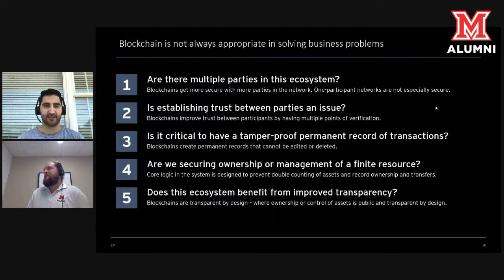And lastly is, does the ecosystem benefit from improved transparency? It goes a little bit hand in hand with trust, but the transparency is, when we were talking about smart contracts, Mark mentioned, we want to make sure that all participants are following the same process or the same business logic. And we can do that by using something like a smart contract to create transparency to how a calculation was made, or to create transparency again on the origins of certain things.